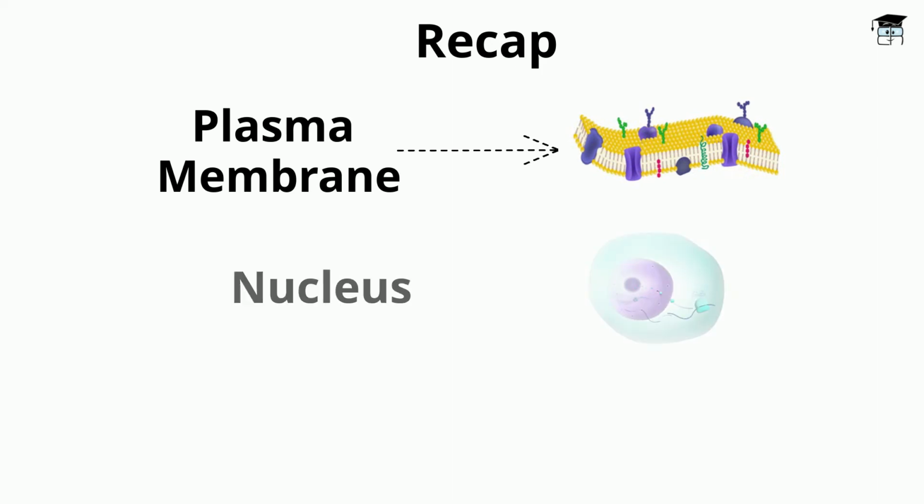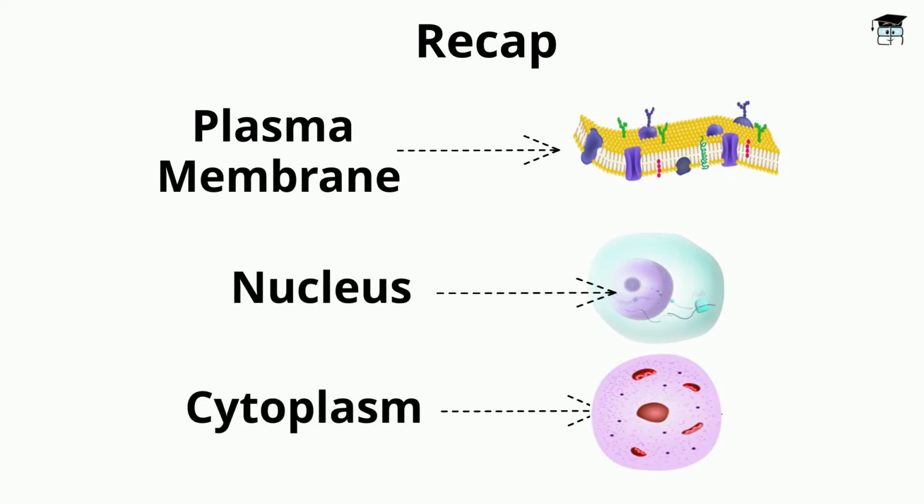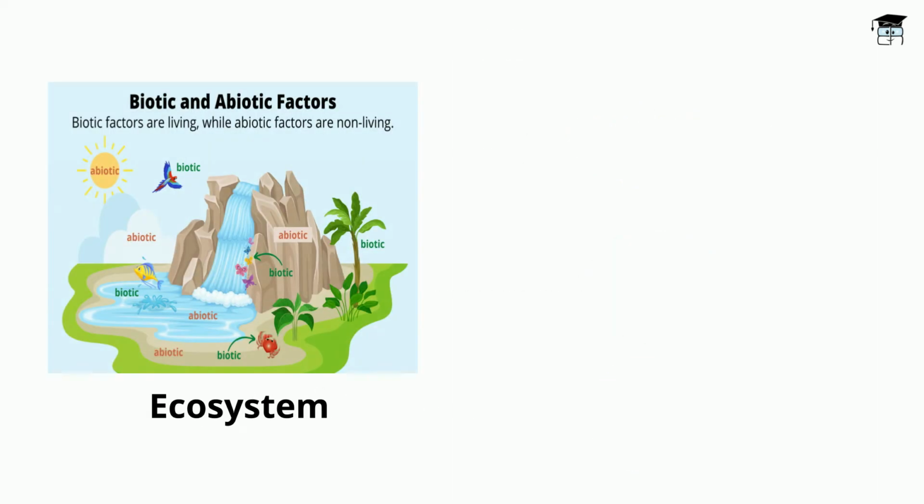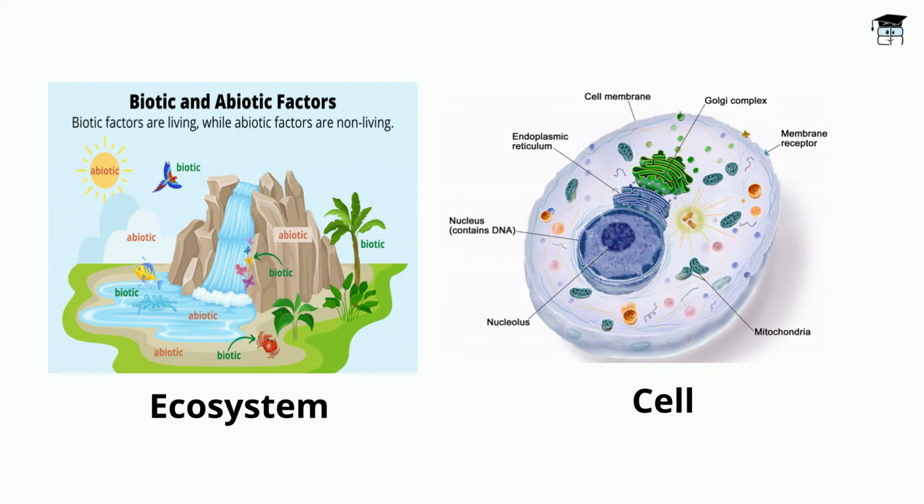Hello students, we have already learned about the features of a cell that are plasma membrane, nucleus and cytoplasm. Let's take the example of an ecosystem, where some factors, both biotic and abiotic exist, without which an ecosystem can't function properly. Similarly, if we call cytoplasm an ecosystem, then its components are organelles without which a cell will not function properly. Now, let's study the most important constituents of the cell.